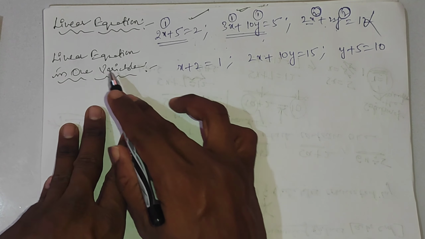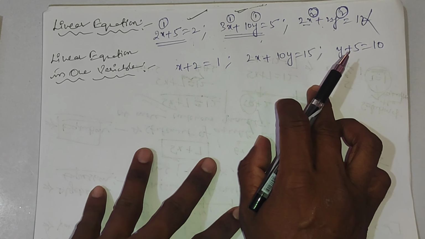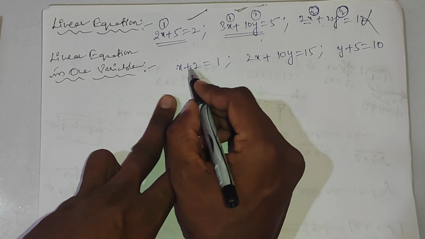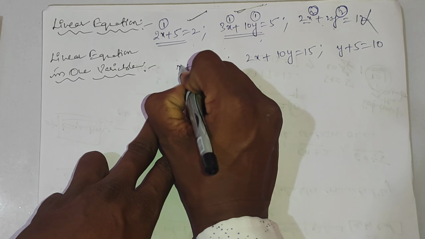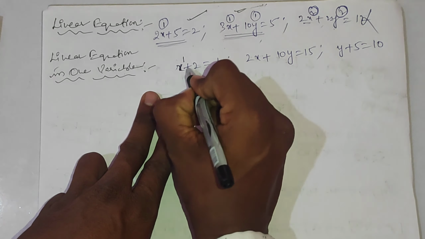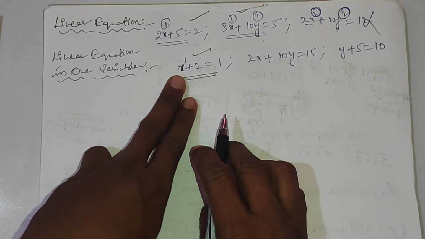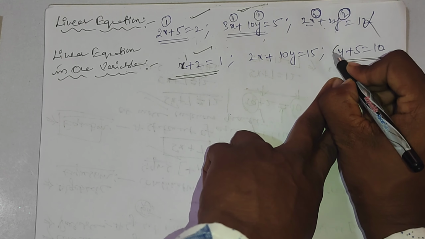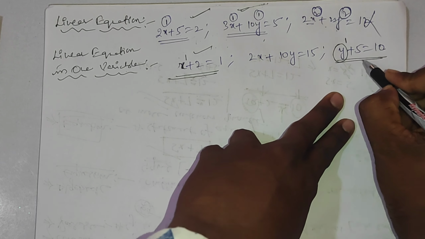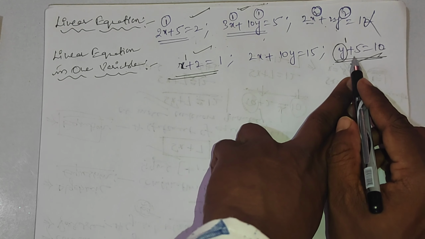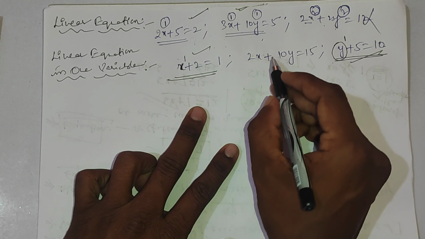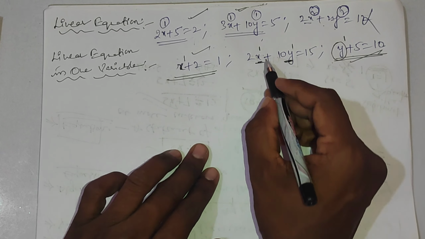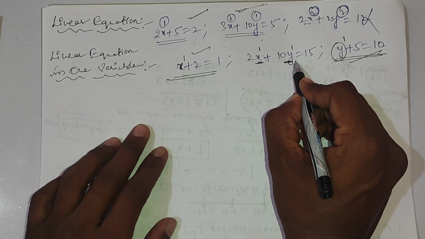So in this, what are the linear equations in one variable? One variable means we should have only one variable in the given expression. In x plus 2 equals 1, only one variable is there and degree 1 is there. Yes, it is an example of a linear equation in one variable. Coming to the third one, y plus 5 is equal to 10. Here only one variable and the degree is 1. Yes, it is an example of a linear equation in one variable. Coming to the second one, even though the degree is 1, here we have two variables. x is the first variable, y is the second variable.